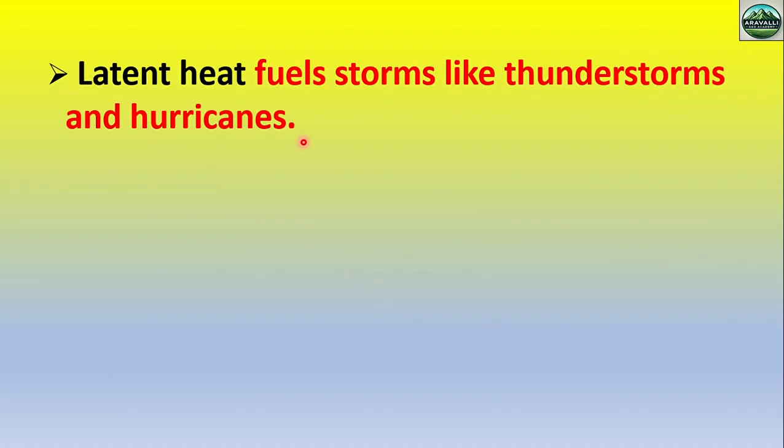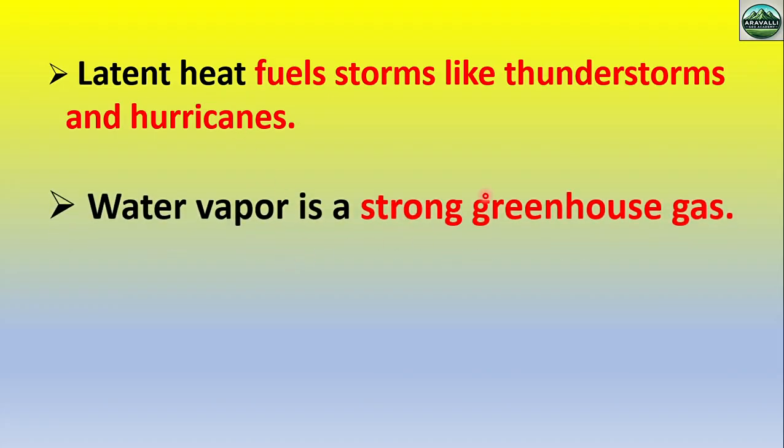Now, this latent heat works as a fuel for storms, thunderstorms and hurricanes. Remember this point: what is the fuel of thunderstorms and hurricanes? Latent heat. Latent heat is released during the phase change of water. Water vapor is a strong greenhouse gas.